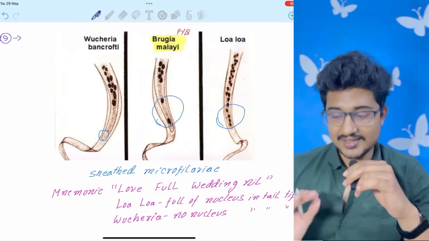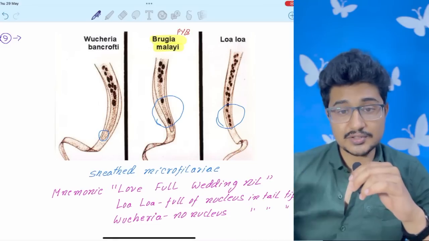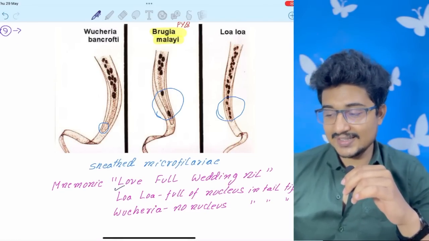Another important image is the sheathed microfilaria. These are asked in quizzes also. So an interesting mnemonic, loveful wedding nail.